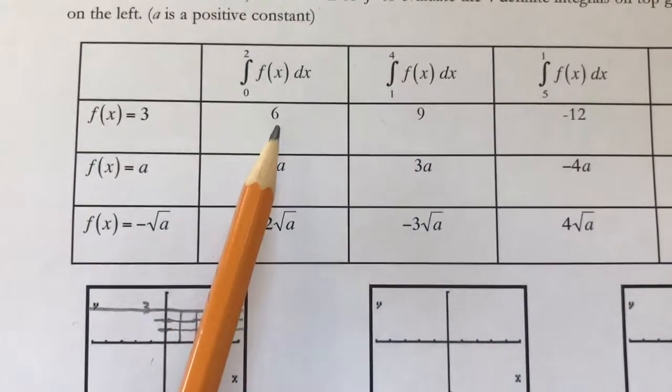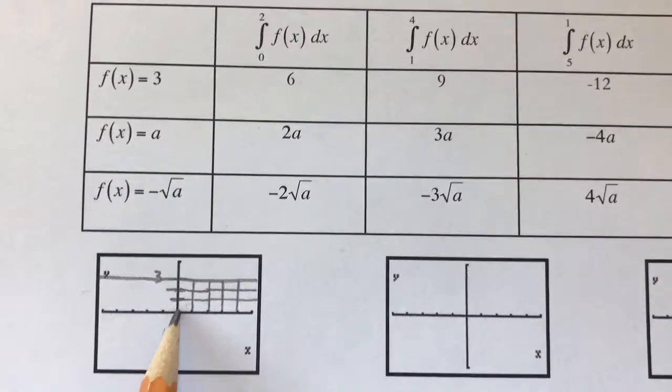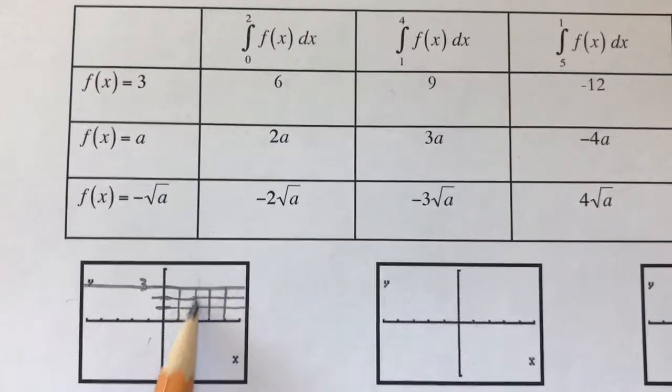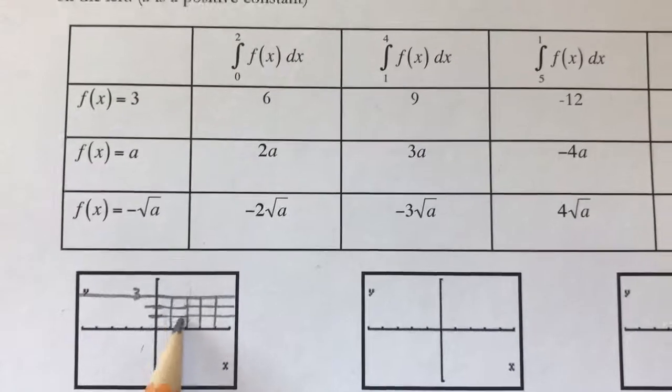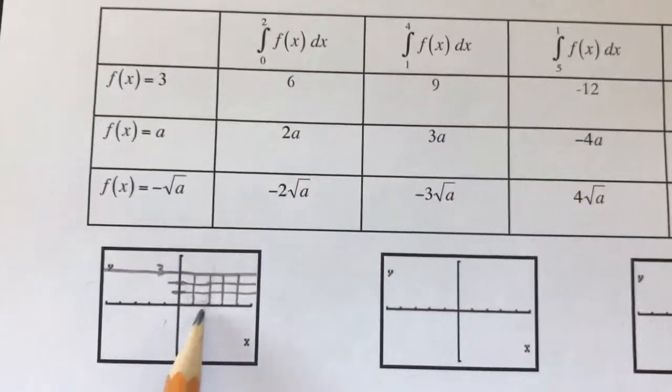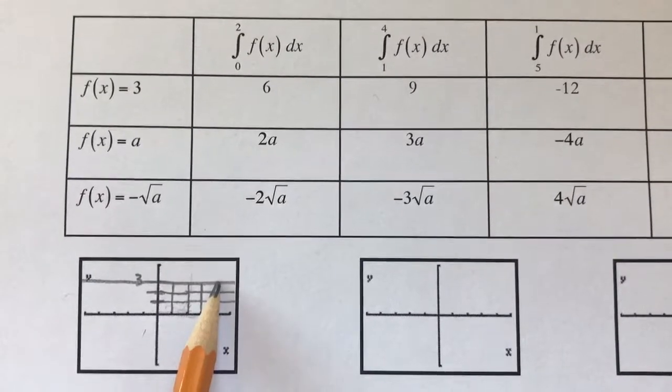So the reason the integral from 0 to 2 is 6 is because between 0 and 2 there's a base of 2 units and a height of 3. So 2 times 3 is 6, or in other words, there's like 6 boxes if you divided them into boxes. From 1 to 4, the base is 3 and the height is 3, so 3 times 3 is 9.